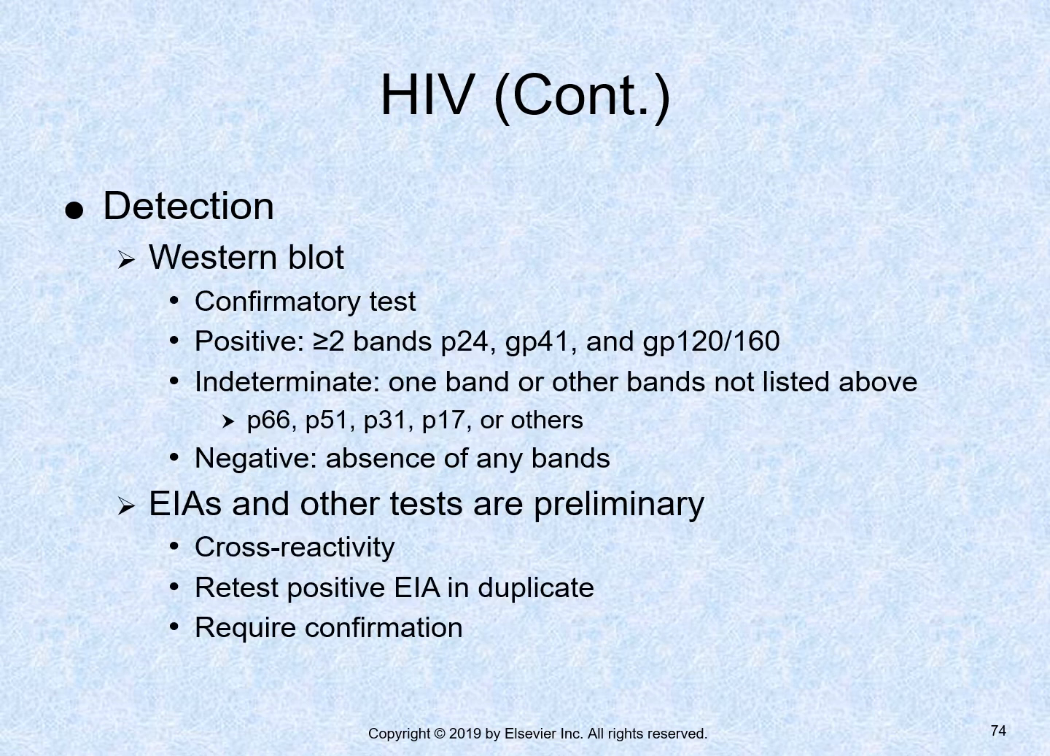Western blot is a confirmatory test that is used for HIV laboratory diagnosis. A positive result is indicated by greater than or equal to 2 bands of P24, GP41, and GP120 or 160. Indeterminate results are indicated by 1 band or other bands not listed above, such as P66, P51, P31, P17, or other bands. A negative result is indicated by the absence of any bands in the Western blot method.